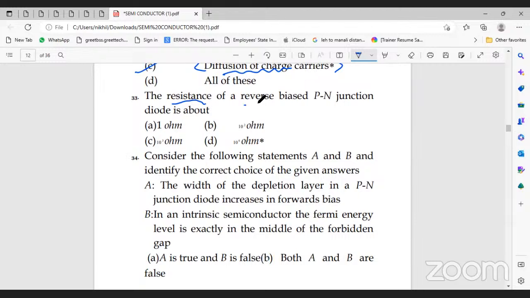The resistance of the reverse biased PN junction diode is about 10 power 6 ohm, close to 10 power 4 ohm. It is close to that, either 10 power 4 or 10 power 6 ohm.